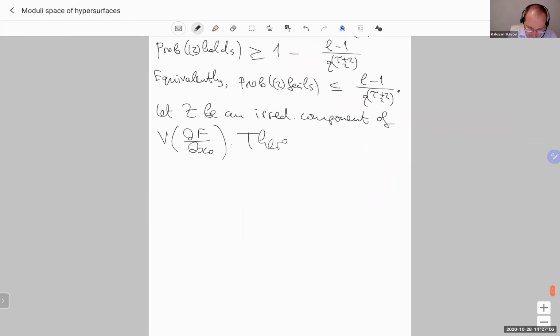There are at most how many such irreducible components? Well, this variety, the vanishing of df/dx0, has degree at most L minus 1. F has degree L. So there are at most L minus 1 such z's. At most L minus 1 such components. And that's why we get this L minus 1 in the numerator when we write down the bound. The probability that 2 fails is less than or equal to (L minus 1) divided by this, L minus 1 being the number of possible irreducible components. Okay, fix such a z. So let z be an irreducible component.